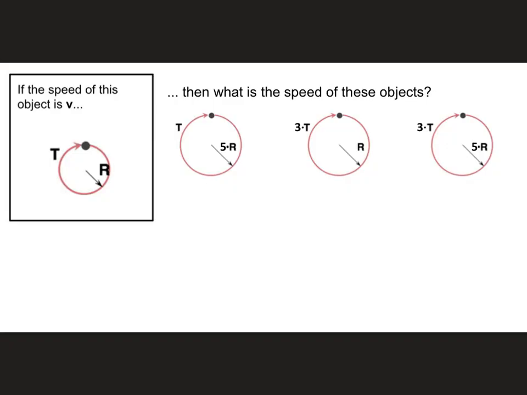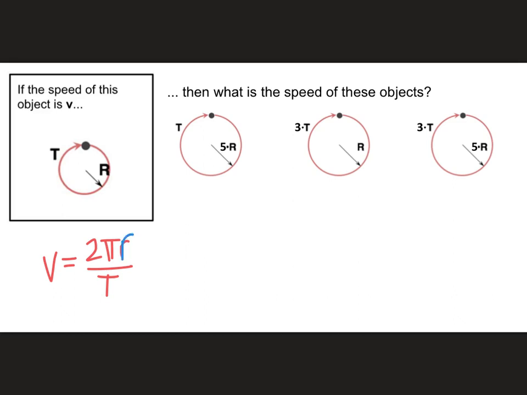So here it says that the speed of this object is v. It's assumed to be moving in uniform circular motion. So the formula that I would be thinking about is v equals the circumference, 2 pi r, over the period T. And so now when I look at each of these other examples, what I want to do is think about what the new speed would be in this formula. Okay, so the new speed is going to be some factor times 2 pi r over T.